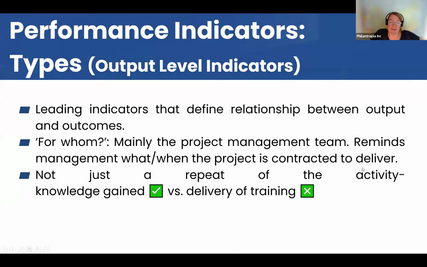Then you get one level further down to the output level indicators. So those are the indicators that define the relationship between output and outcomes. It's short term. What happens immediately after the activities?